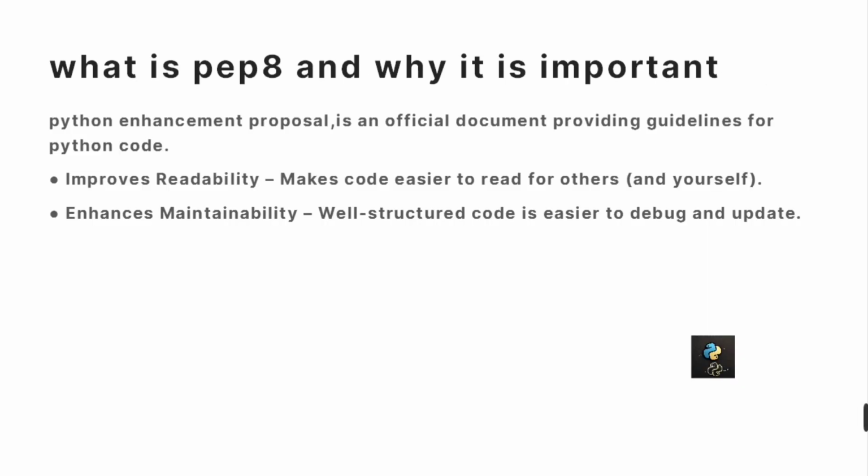Now this question I can say is an important question, but it is also an uncommon question. That is, what is PEP8? PEP8 is nothing but a Python Enhancement Proposal. It is basically an official document providing guidelines for developers on how Python code can be written in a more readable and efficient way.